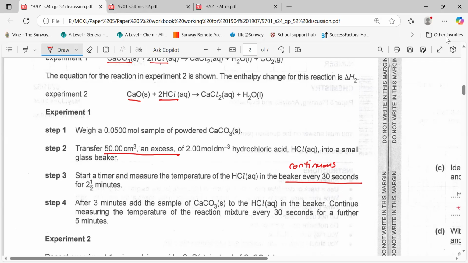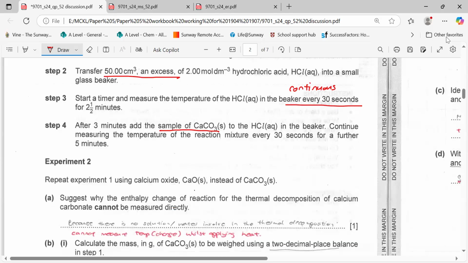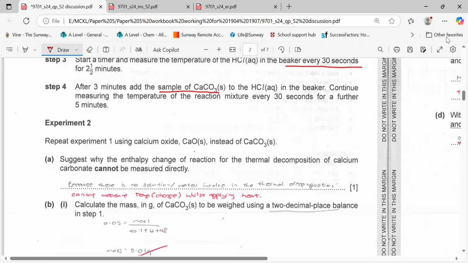So step 3 is to measure the HCl alone for 2.5 minutes and see how the temperature of HCl alone is first. After 3 minutes, we add the sample of the calcium carbonate into the HCl, continue measuring the temperature of the reaction every 30 seconds for a further 5 more minutes. So that will be step 4. And if you look at experiment 2, it is to repeat experiment 1, but we use calcium oxide instead of calcium carbonate.